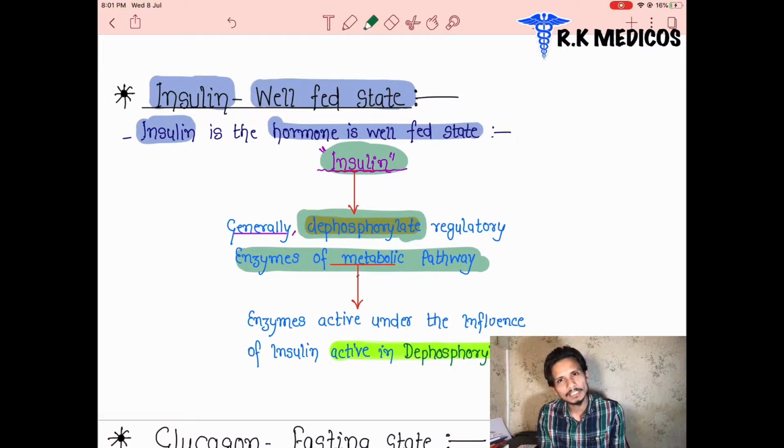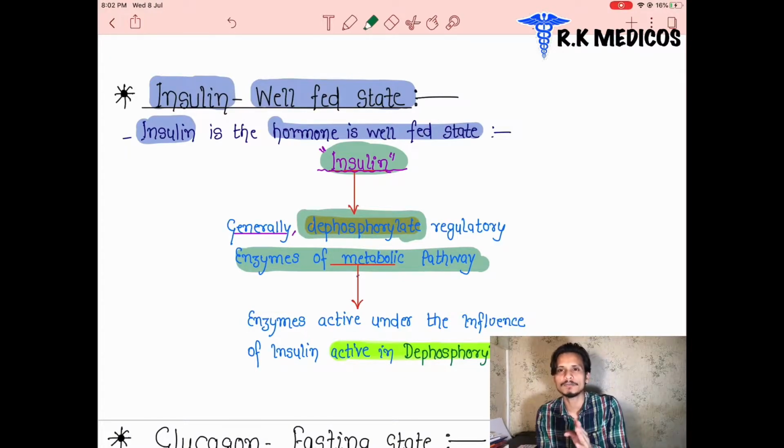What are the names of these metabolic pathways? We will discuss that later. But for now we have to understand that these metabolic pathways get into a dephosphorylated state when they are in the well-fed state. Insulin causes dephosphorylation. This point is a golden point in our general biochemistry. Insulin does dephosphorylation of the metabolic pathway.